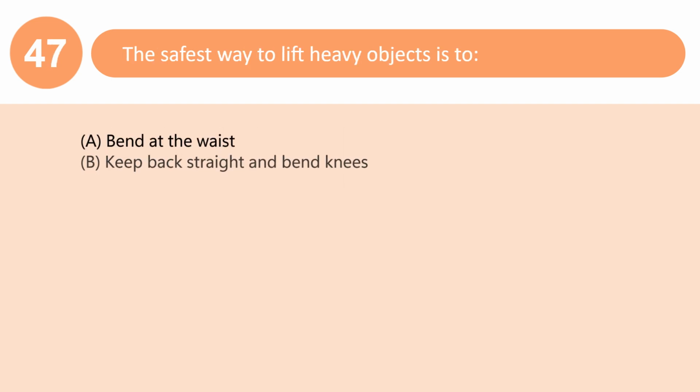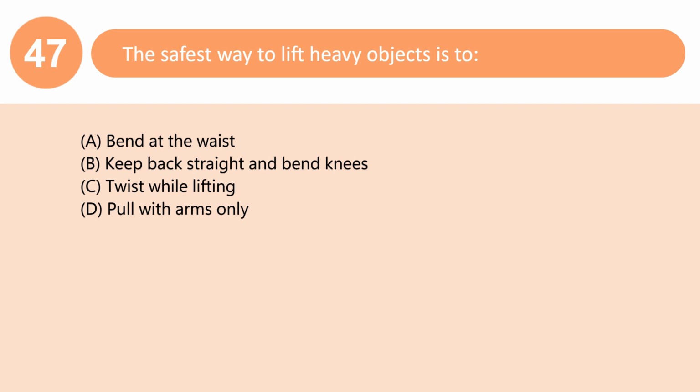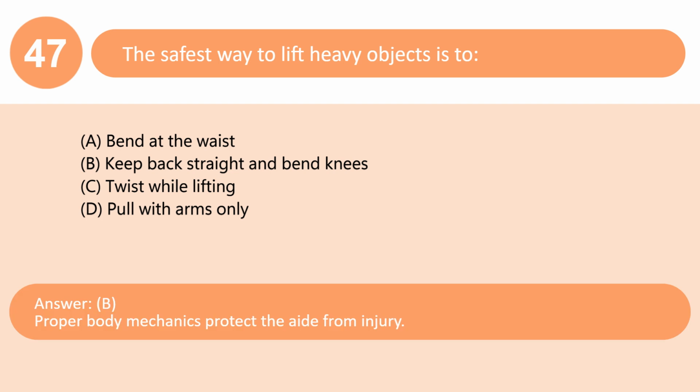The safest way to lift heavy objects is to: A. Bend at the waist. B. Keep back straight and bend knees. C. Twist while lifting. D. Pull with arms only. Answer B. Proper body mechanics protect the aide from injury.